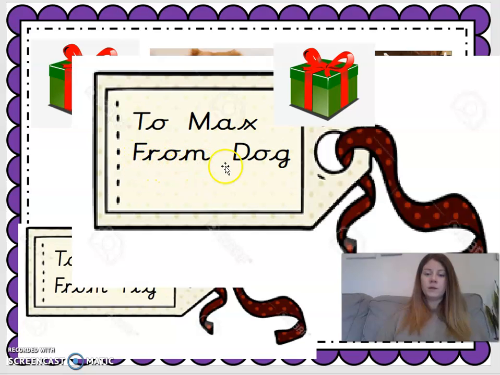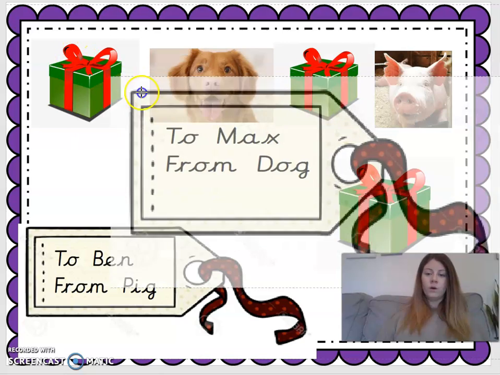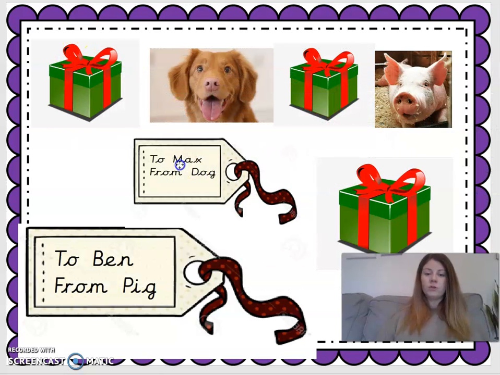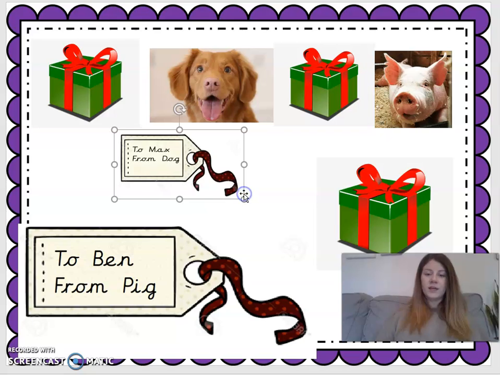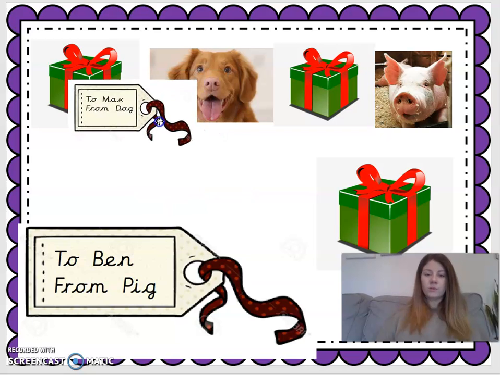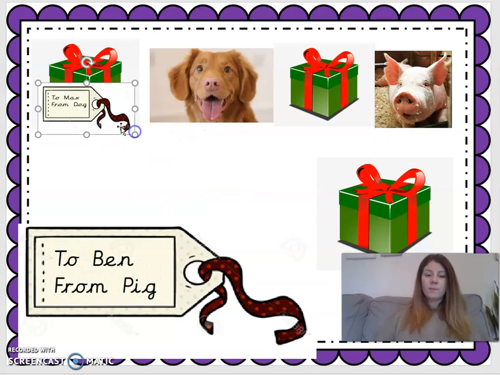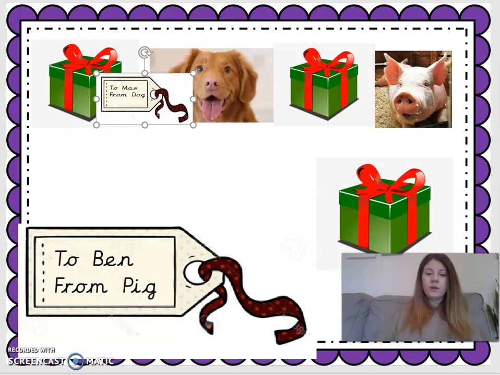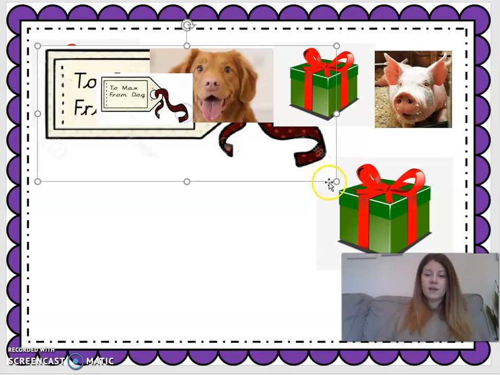From. Dog. From dog. To Max from dog. Oh, this present is from dog. So I'm going to put it with dog. Okay? Because when you give somebody a present, you write your name so they know it's from you. So we've got a present here to Max from his friend Dog. Okay, let's read the next one.